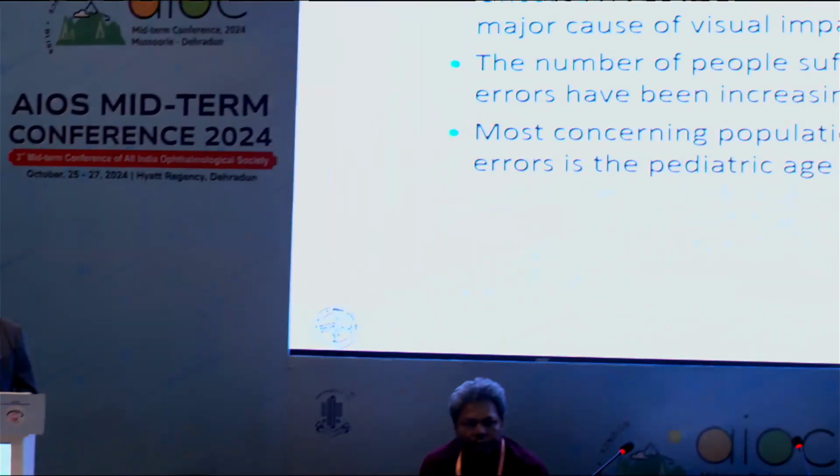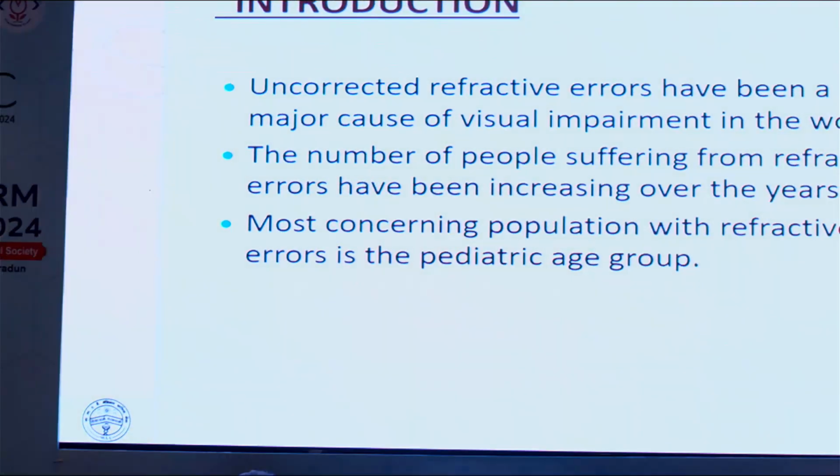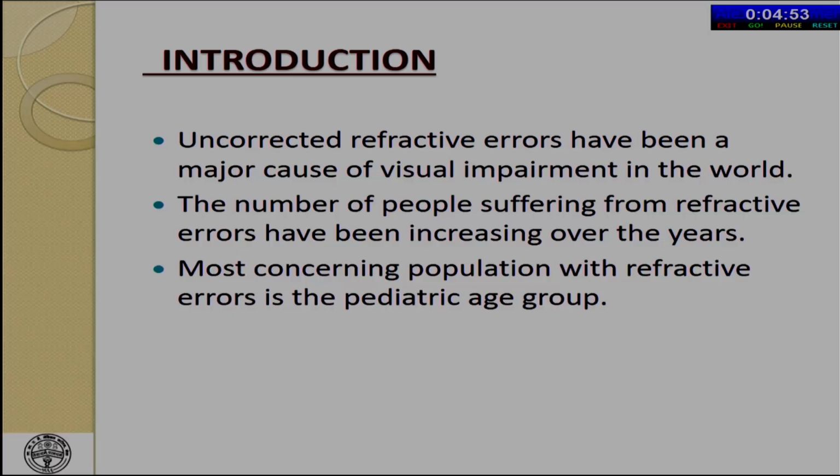Good afternoon, everyone. I am presenting the free paper on the topic of the impact of online classes on refractive error among school-going children, a cross-sectional study. Uncorrected refractive error has been a major cause of visual impairment in the world. The number of people suffering from refractive error has increased over the years.